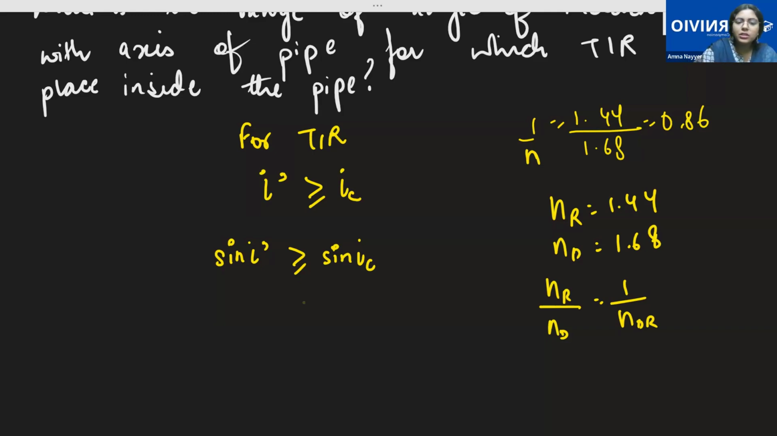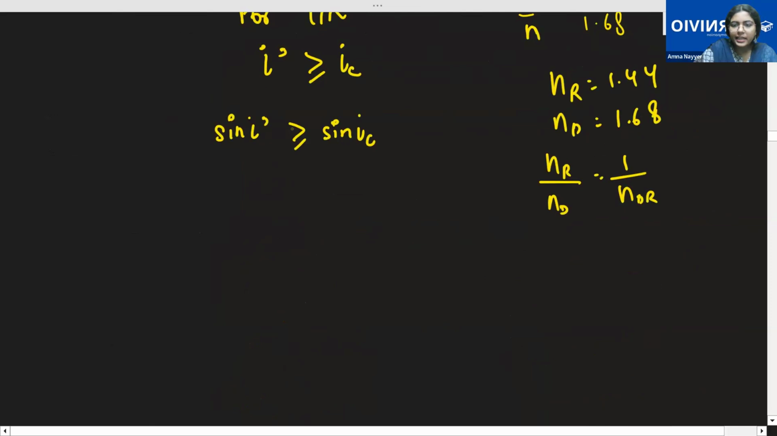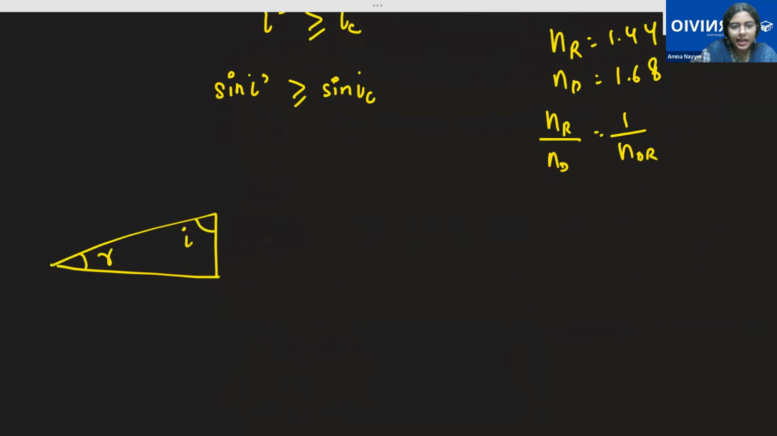Now coming to the triangle part also, I can say R plus I dash plus this 90. Like if I draw this small one, this is R, this is I dash, this is 90 degree.